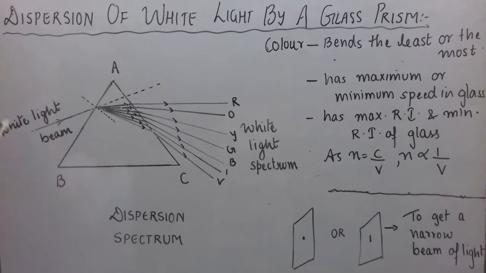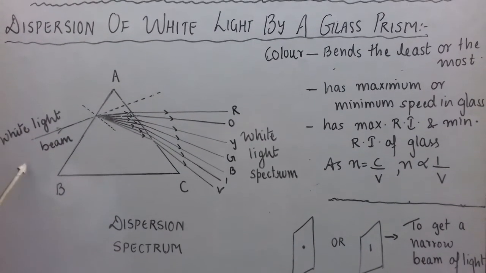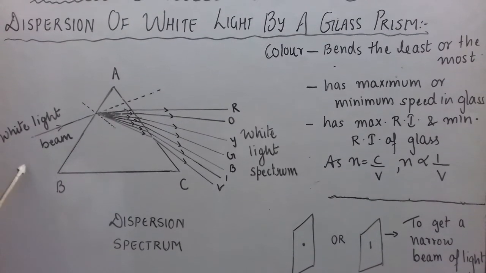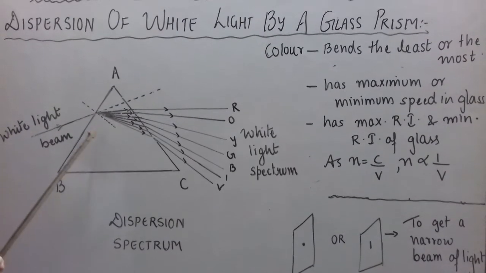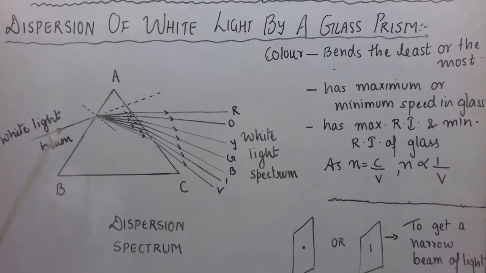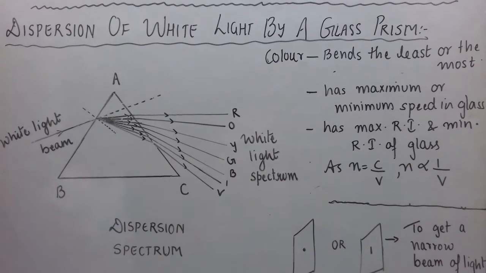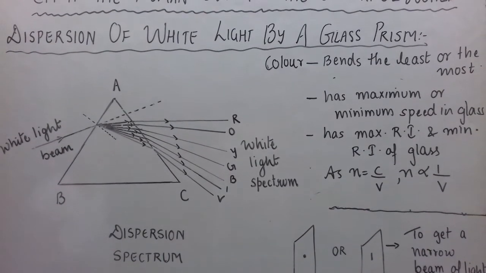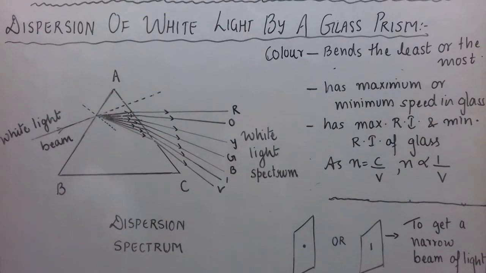But in this case, white light or sunlight contains different colors, and they all have different frequencies and also different wavelengths. Okay? So when the light enters, if you remember Snell's law of refraction, what do we say? Yes, for a given pair of media and for a given color of light, the ratio of sine of angle of incidence to sine of angle of refraction is constant.